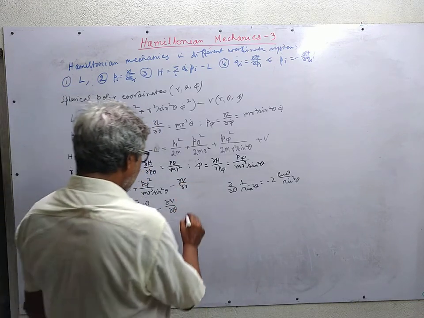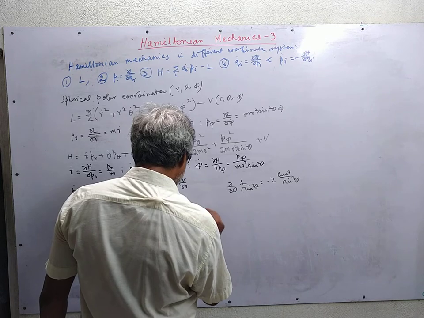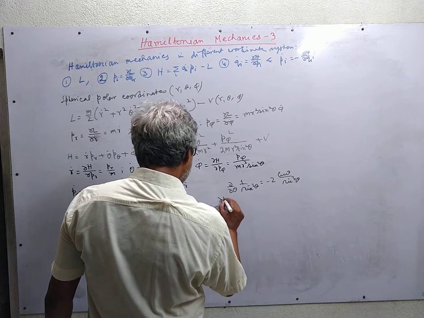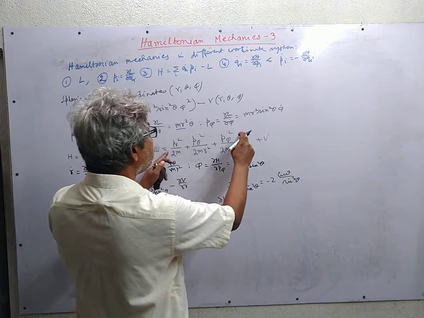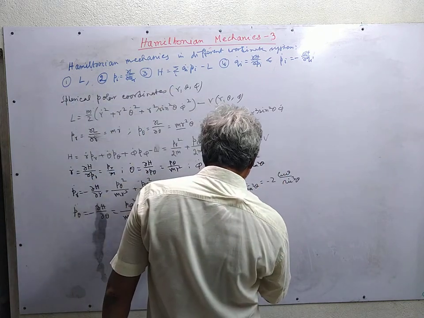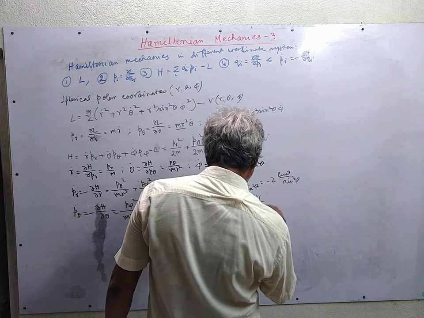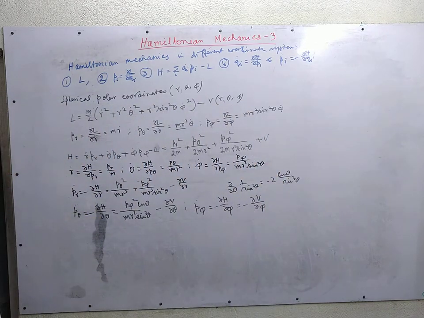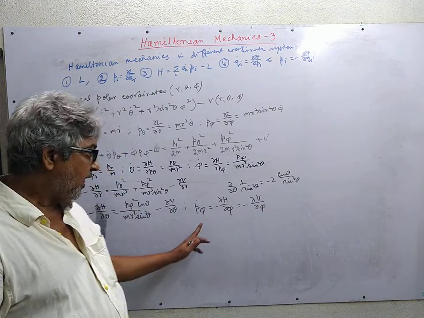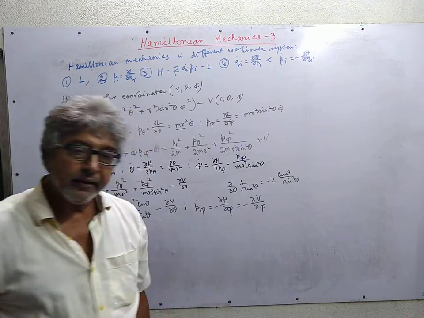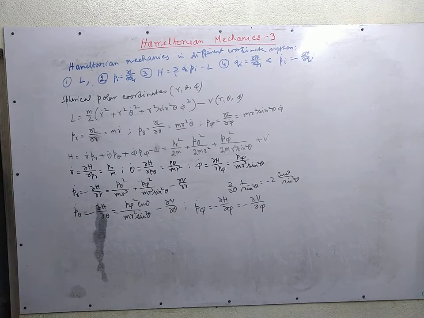And finally the phi equation is very simple. P phi dot is equal to minus del H del phi. There is no phi dependence in this part, only phi dependence part comes from here. And if we have an azimuthally symmetric situation, then potential does not depend on phi, and we shall find that p phi is a constant of motion, as we have obtained in the case of spherical pendulum.